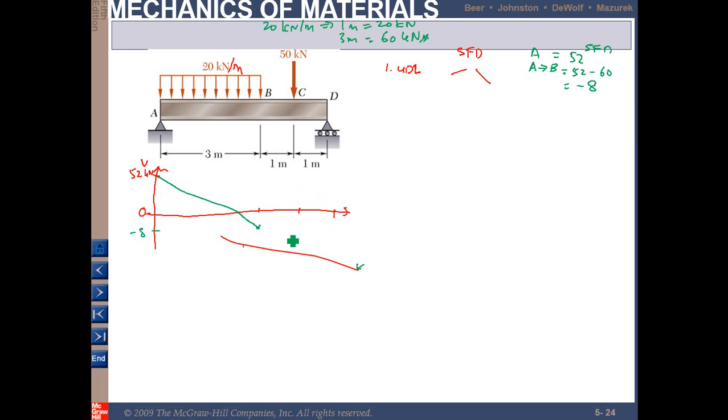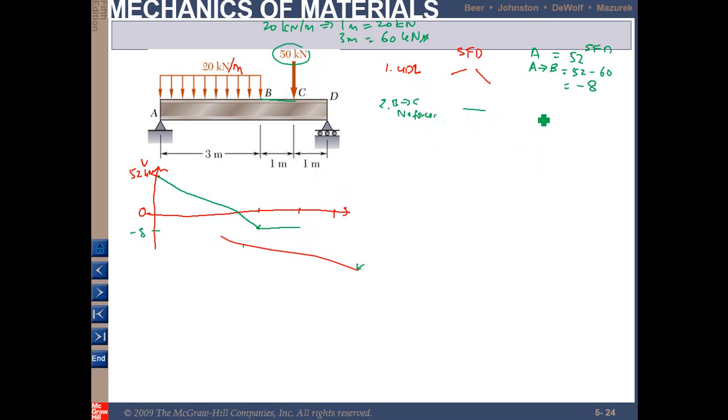Okay, and then from B to C you have no force, so the SFD becomes straight like this. And then at point C you give 50 kilonewton. So you give 50 kilonewton here.